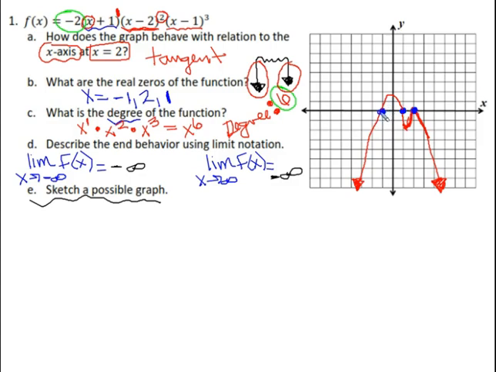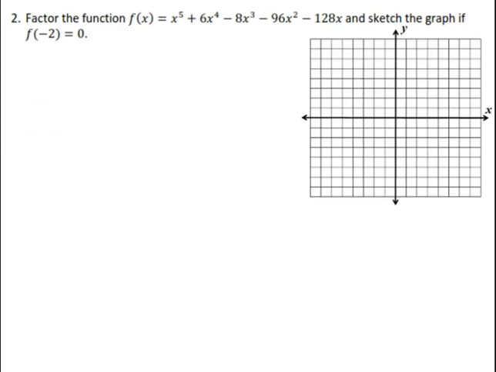We're going through this one because it has an odd multiplicity. We're going through this one because it also has an odd multiplicity. But notice how we're just touching the x value of 2 because it was even. Alright, so let's try one that's a little bit more difficult.